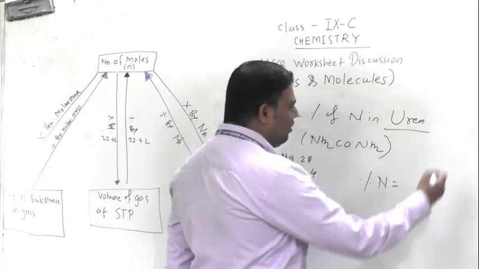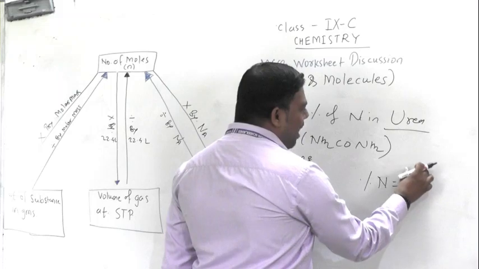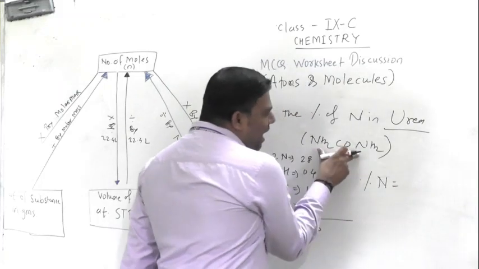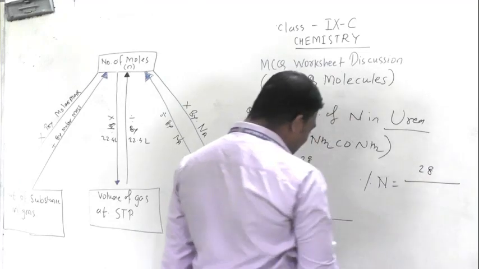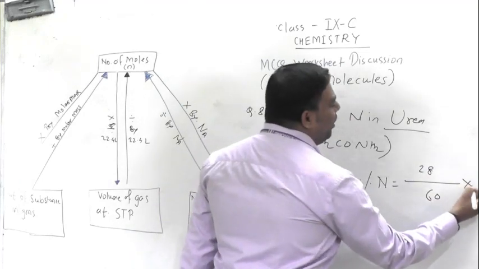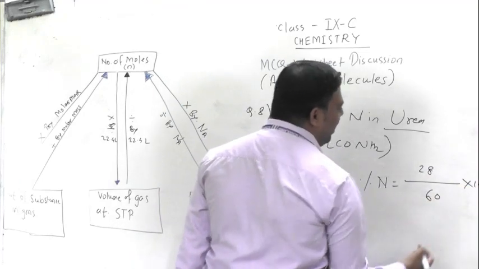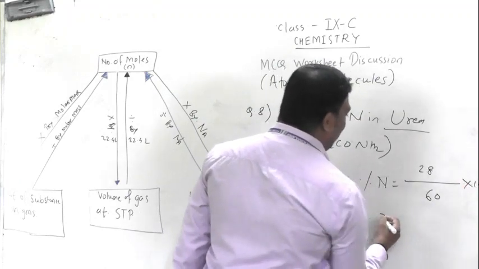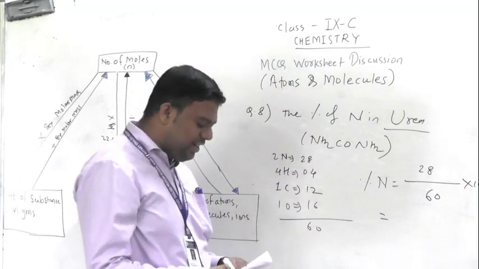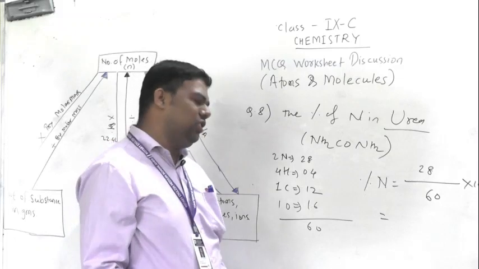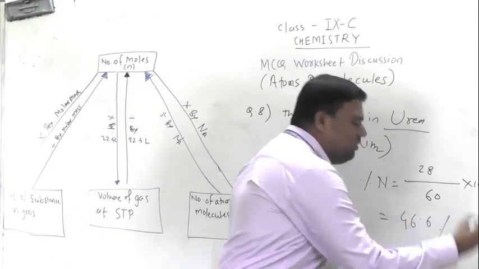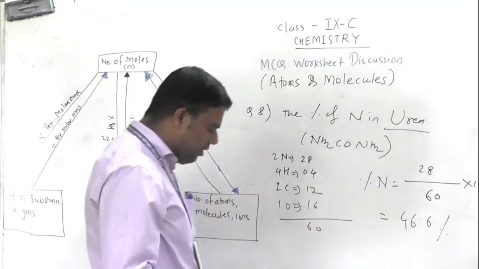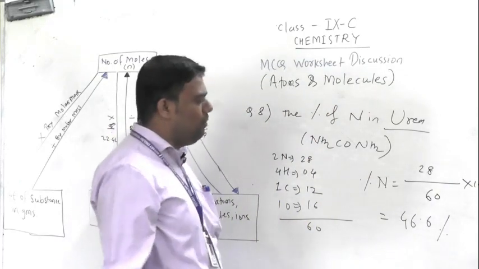the percentage of nitrogen? What is the actual mass of your nitrogen here? 28, yes, divided by 60 into 100, how much will you get? Answer: 28 divided by 60 into 100. Yes, 46.6%. So see your answer. The answer is your small b.